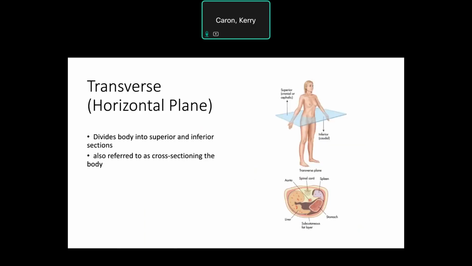Transverse is your horizontal plane. I always think of like a magician cutting a person in half. That's a transverse cut. Trans means across. So it's dividing the superior region, toward the head region, with the inferior region or toward the tail region or caudal, so below. And so this would be a transverse view of your abdomen. Okay.